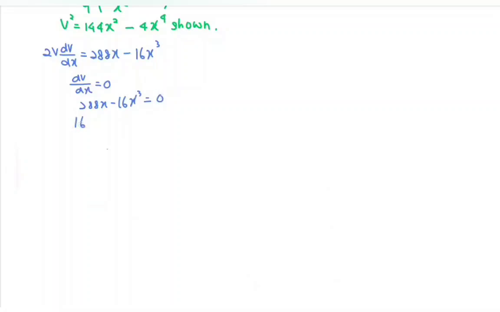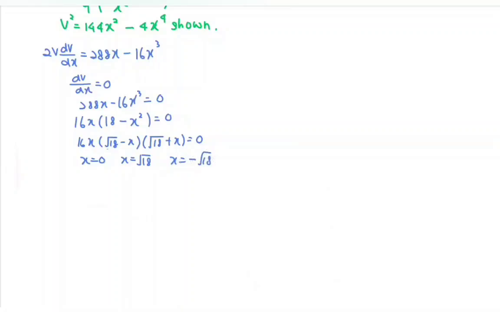Factor out the 16x, then we will have 18 minus x to the power of 2. So from here, we have 16x bracket. So we have the situation square root of 18 minus x multiplied with the square root of 18 plus x equals 0. So x will equal 0, x will equal square root of 18, x will equal negative square root of 18. So by using the first derivative test, we are focusing on this part.